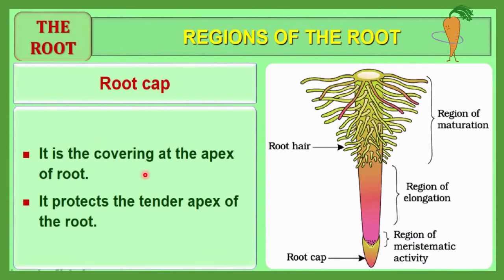So it is the covering at the apex of a root. You can see on the tip of the root there is a presence of root cap, and it is a protective structure. It will protect the tender apex of the roots. So this is a very important structure, and it will protect the root. The region having meristemic activity is highly sensitive, and if damage occurs in this portion, then the activity of cell division will be stopped. That's why the root cap will protect this portion, the tender apex of the root.